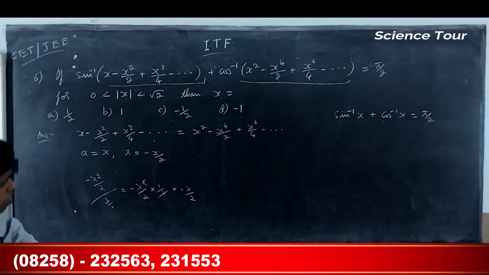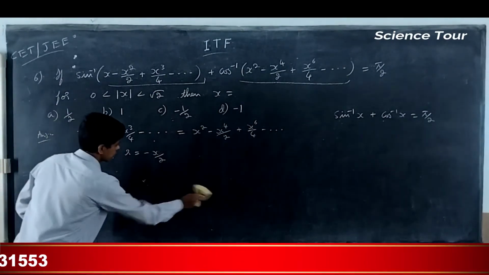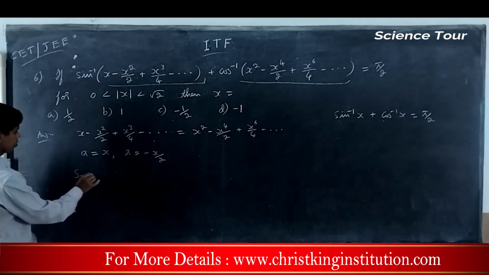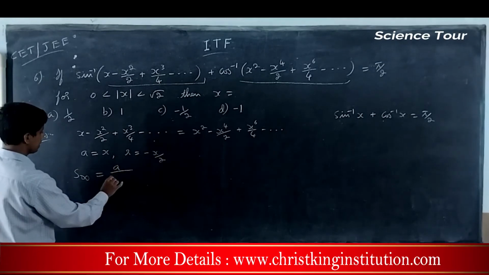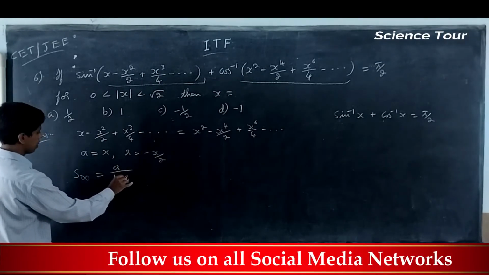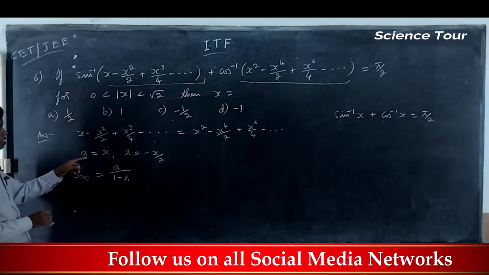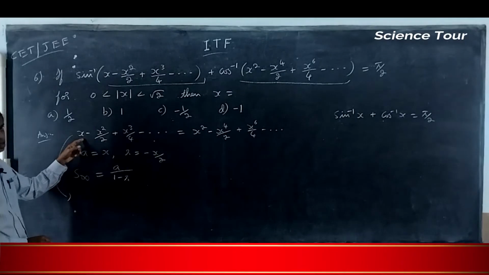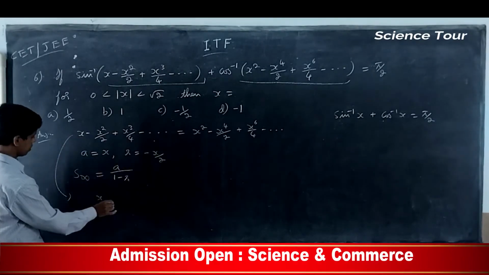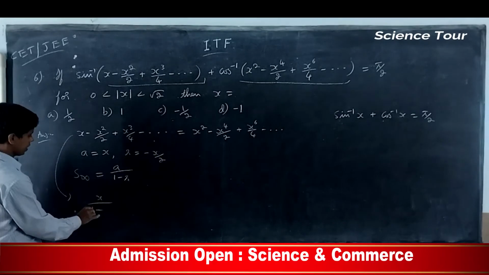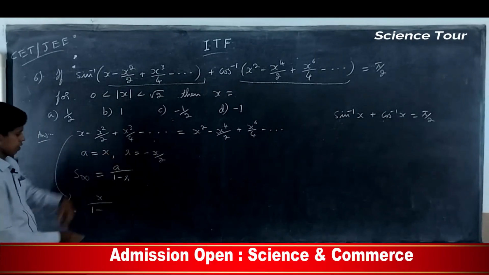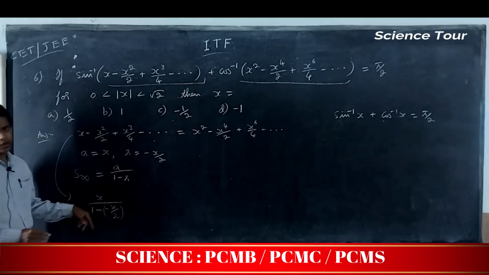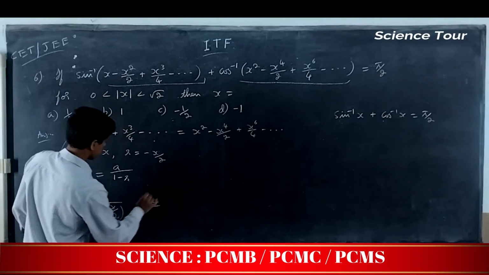Now what is the formula to find the sum of an infinite GP? The S infinity formula is A by 1 minus R. So this expression becomes A, that is x, divided by 1 minus R, where R is minus x by 2. Eventually that will become plus, but let it be like that. We'll come back to it.